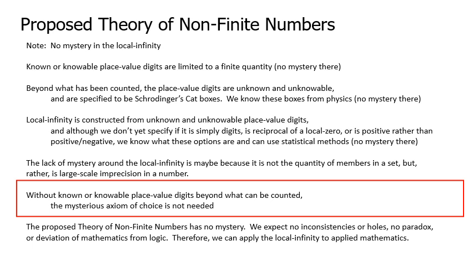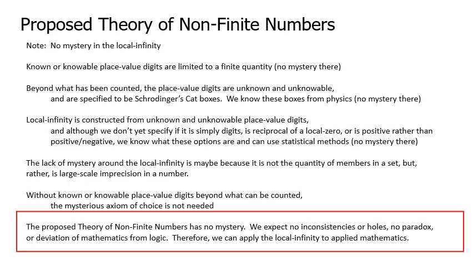And without known or knowable place value digits beyond what can be counted, the mysterious axiom of choice is not needed when using local real numbers. The proposed theory of non-finite numbers has no mystery. We expect no inconsistencies or holes, no paradox or deviation of mathematics from logic. Therefore, we can apply the local infinity to applied mathematics.